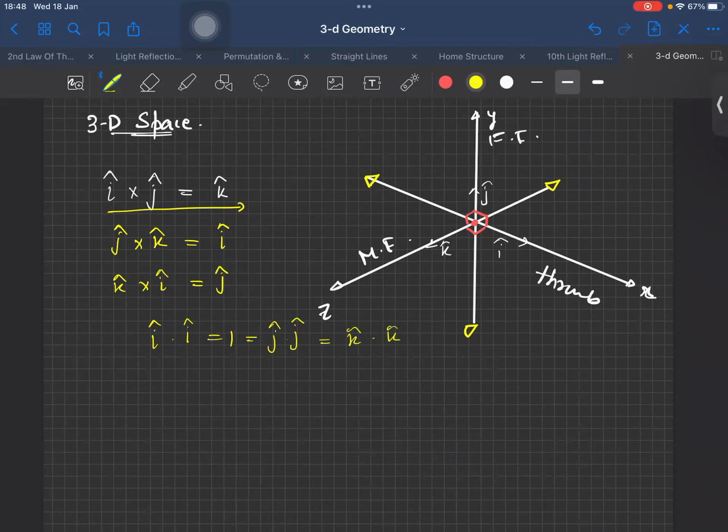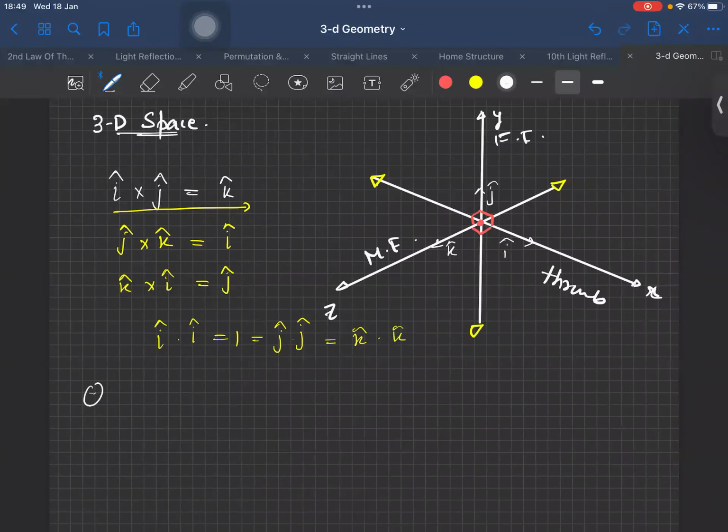Okay. So using that right hand rule, we can find out what will be the direction of x, y, and z. It means at least positive x and positive y should be given. All right. That's how we can find positive z. Okay. Let's do a problem based on this concept.